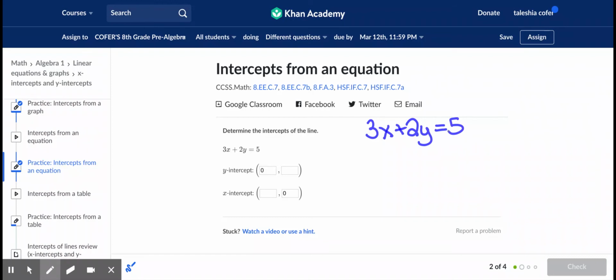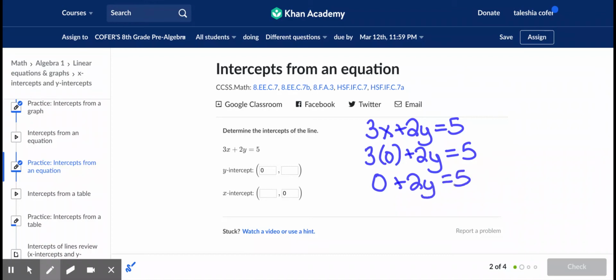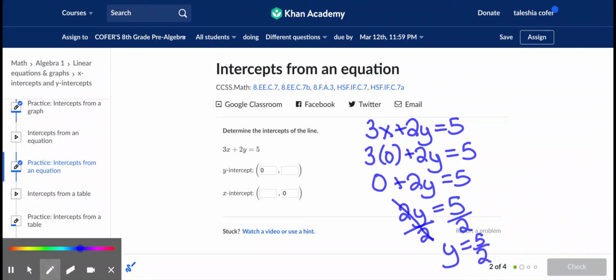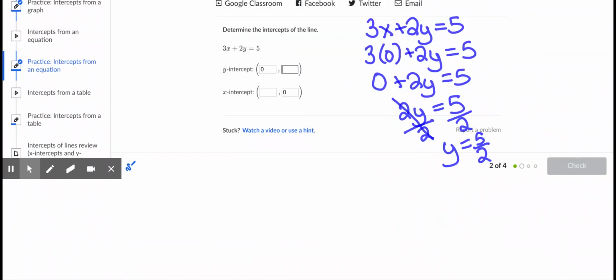Since I'm trying to find my y-intercept, I know that I need to plug a 0 in for my x. So now I have 3 times 0 plus 2 times y is equal to 5. 3 times 0 is 0, plus 2y is equal to 5. This 0 is just nothing, so that's basically 2y is equal to 5. The opposite of multiplying by 2 is to divide both sides by 2. This cancels out, and I know that y is equal to 5 halves. So I go right up here, and my y-intercept is 5 halves.